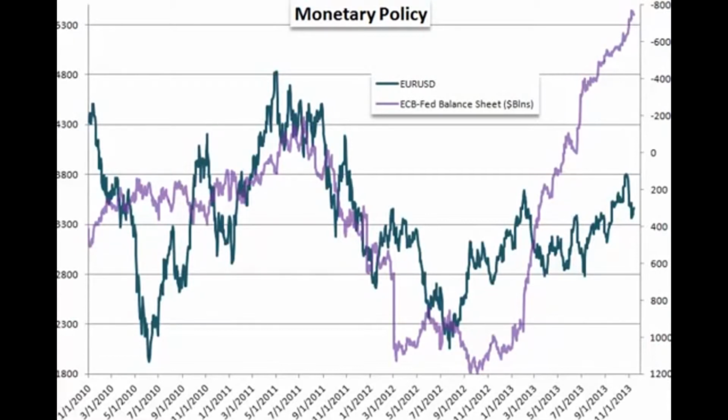But that has definitely not been the case because the ECB's balance sheet has actually been contracting at a consistent pace because of the banks repaying their loans that they got from the ECB. Yet we haven't seen the Euro-USD take off on this move.